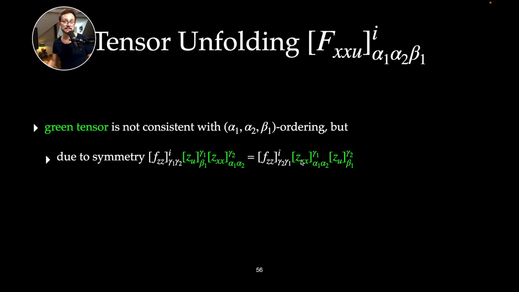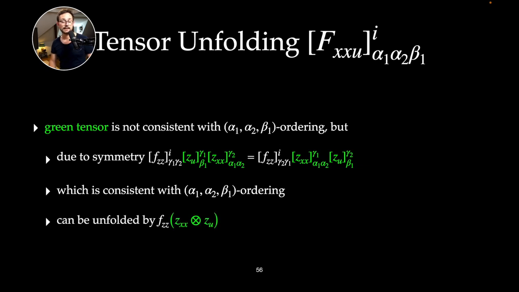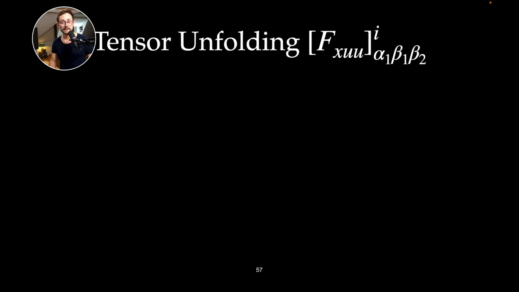And then let me write this. This is just a number. This is just a number. I can write this up front. And now I have alpha 1, alpha 2, beta 1. I have the correct ordering right here. Okay, so I can then make use of the Kronecker product because this is consistent with the alpha 1, alpha 2, beta 1 ordering and can then be unfolded.